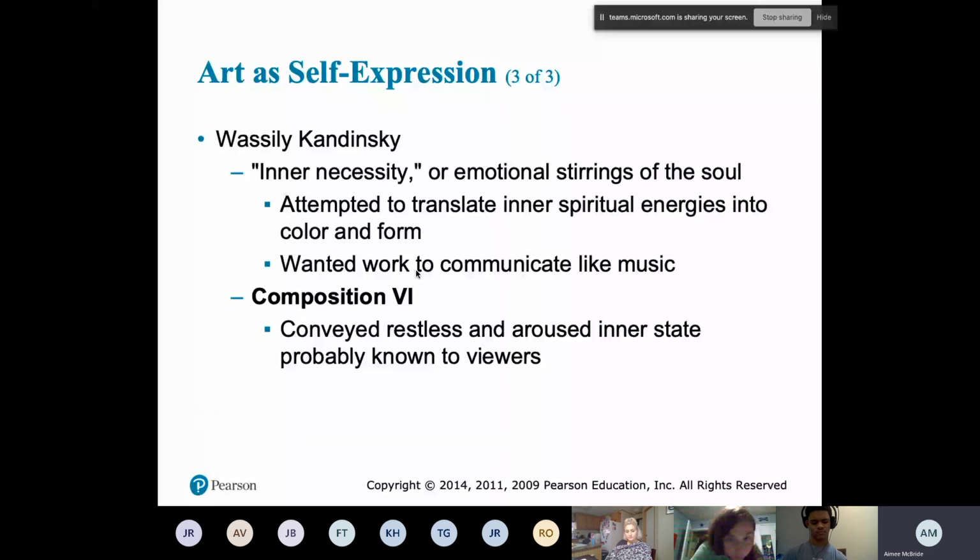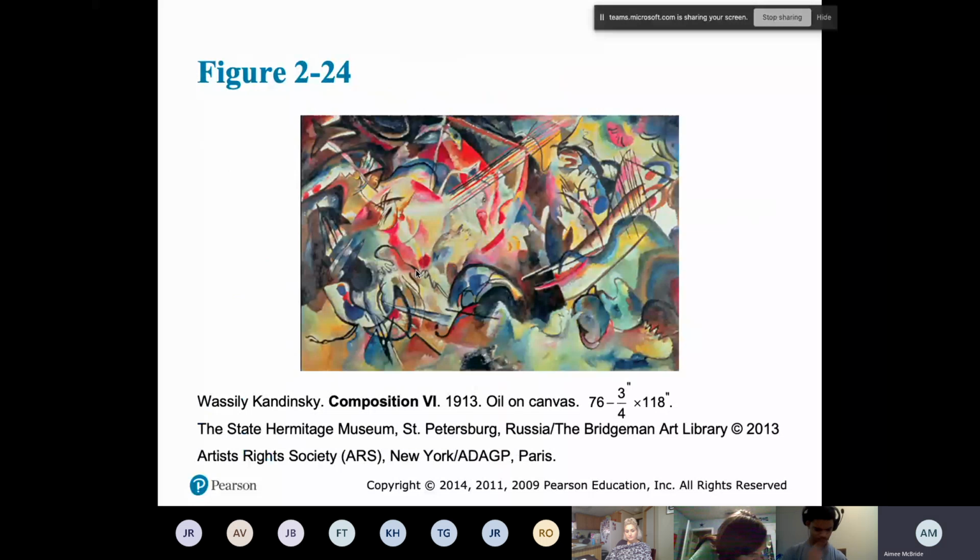And then, like I mentioned, a lot of more abstract art falls under art as self-expression as well. We talked about Vasily Kandinsky yesterday. He was the artist that likes to listen to music and try and express these sounds visually. So this is another one of his compositions. This is composition 6. He listens to music and expresses it in images and colors.